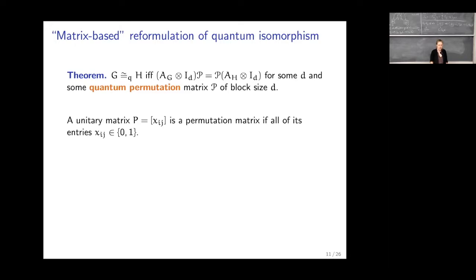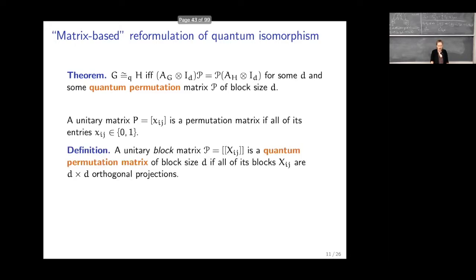Now, to get a quantum permutation matrix, all I do is say that these xij's, I not only allow them, I don't restrict them to be the scalar 0 or 1, I allow them to be arbitrary orthogonal projections. And if my block size is D, then these projections should be of size D by D. A projection is a generalization, right? 0 and 1 are one-dimensional orthogonal projections. So in particular, a quantum permutation matrix of block size 1 would just be a permutation matrix.